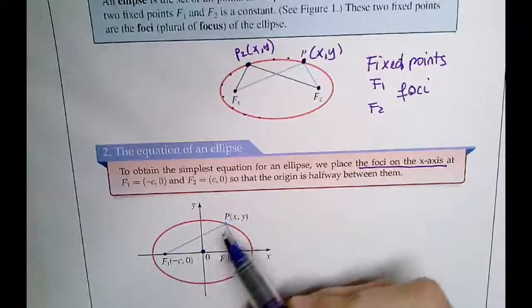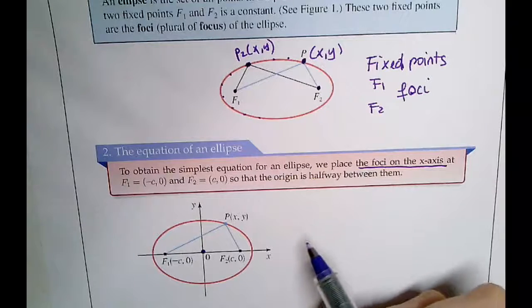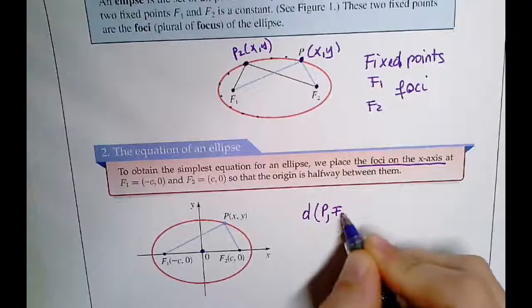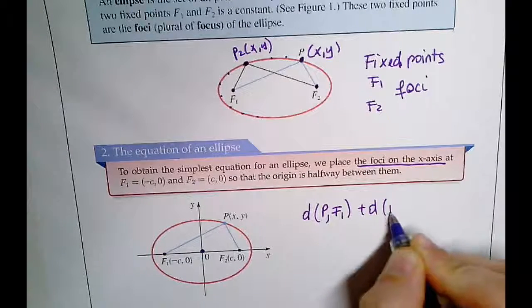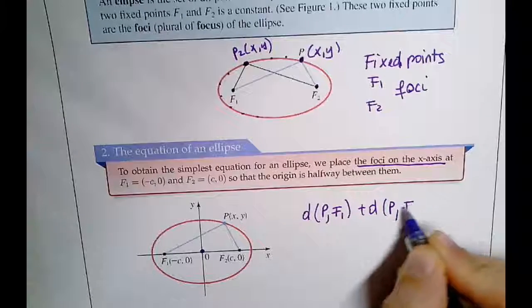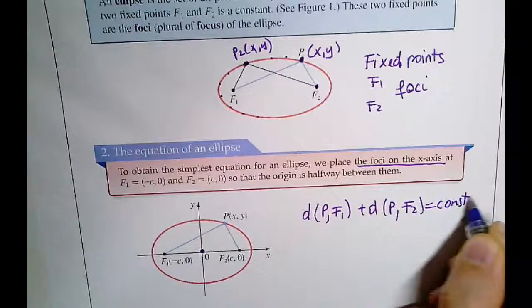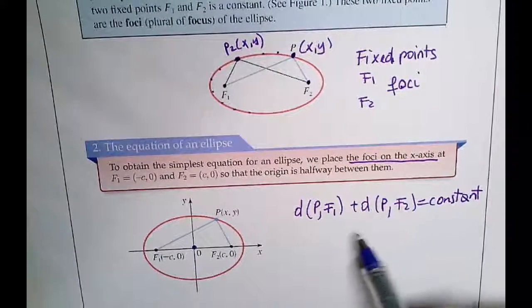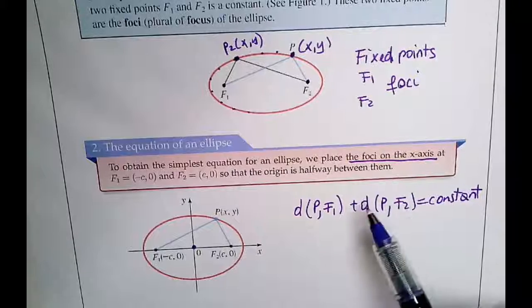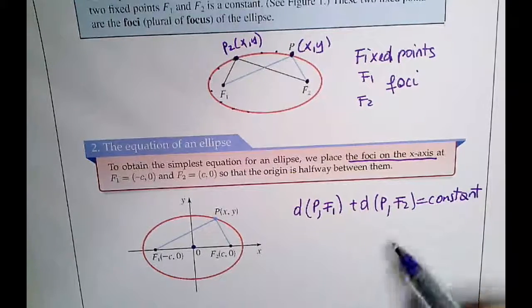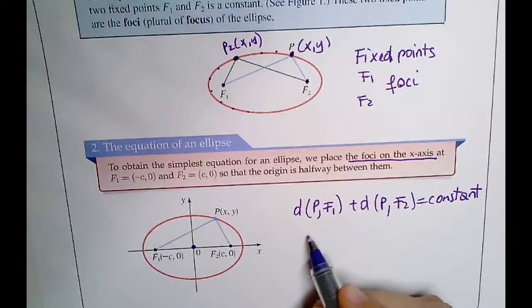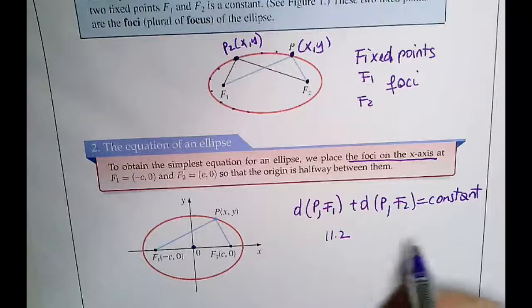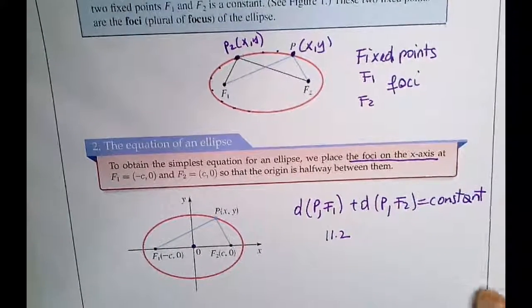So if you want the derivation of the formula for an ellipse, you would have to say that the distance between the point P and the focus 1 plus the distance between the point P to the focus 2 is a constant number. The derivation of the formula will take a lot of time and is not necessary, but if you want to look at it, it's in your textbook in section 11.2. It's just a little too much algebra to go over.